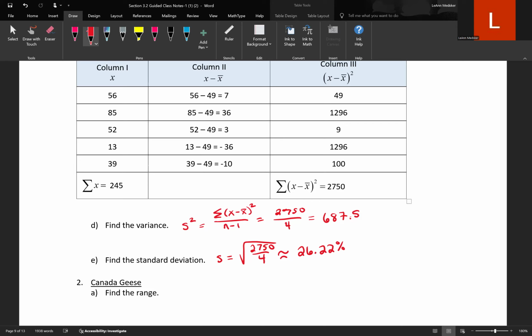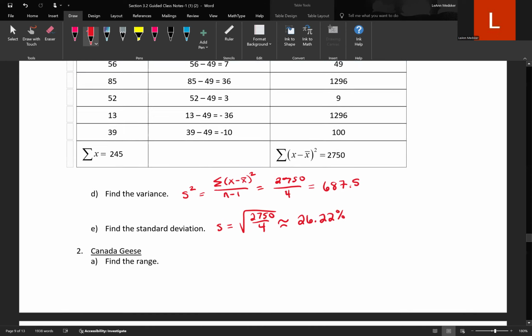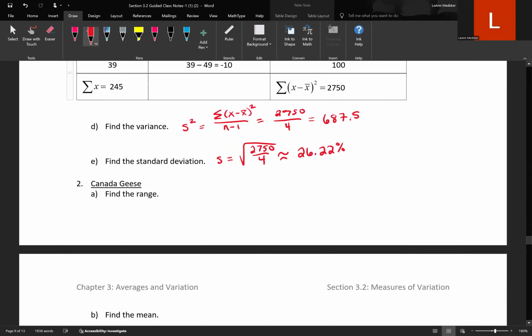What that actually means is that if our center is 49%, that's our mean, you could go 1 or 2 or 3 standard deviations in either direction. Remember, if you are thinking about where most of the data is, it's usually within 1 standard deviation. So 49 minus 26.22%, and then 49 plus 26.22%. That would say most of the data would fall between the intervals we get when we do those subtractions and additions. Okay, so now we're going to switch gears and talk about the geese.